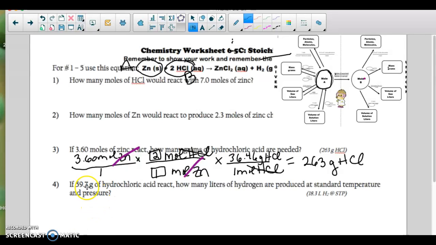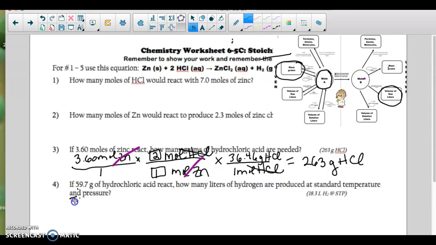Let's try the next one. So this one, it's the same reaction up here that we're dealing with. And I will erase it so it's not quite so messy. And we're going to start at hydrochloric acid, which is going to be our A. And we're starting at grams. So this time we're going to start over here. And then we want to figure out how many liters of hydrogen. So we have to go from grams of HCl to moles, do our mole-mole, and then it's a gas. So we're going to go here. So we're going to end here.